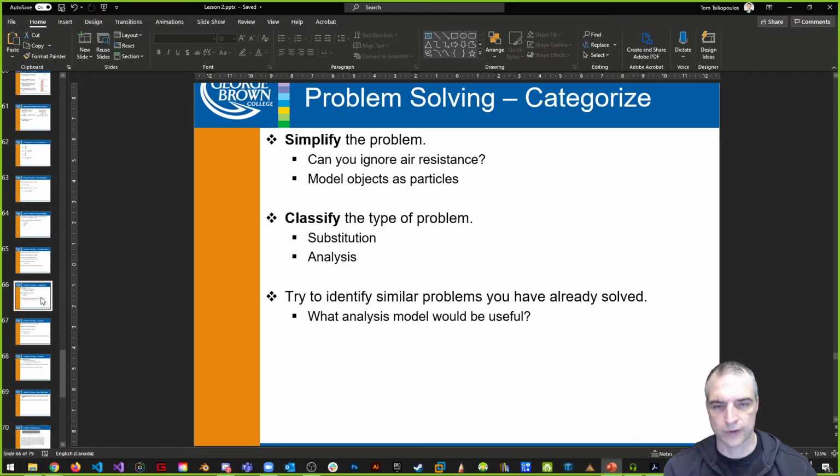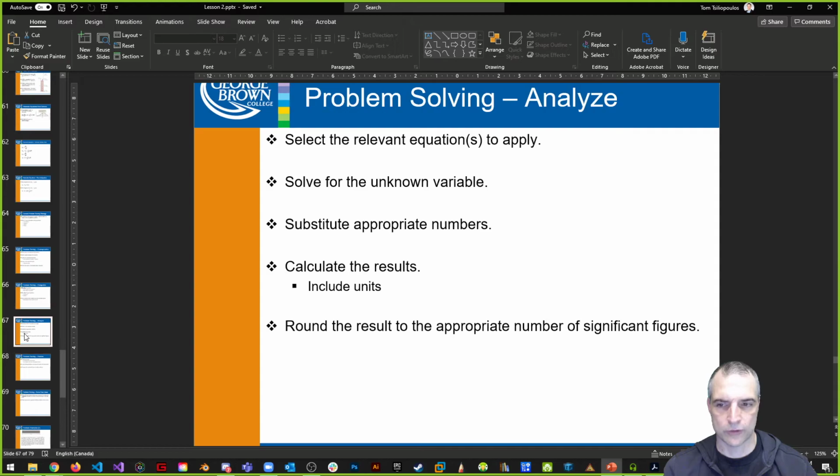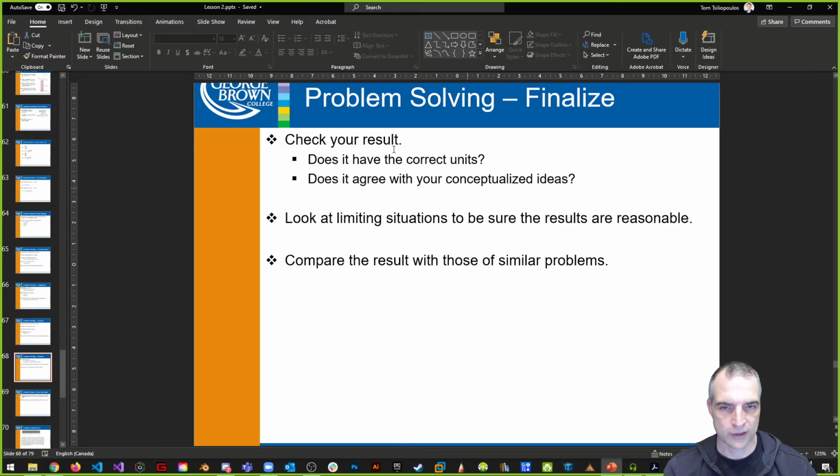And then once you conceptualize it, you start to simplify the problem by classifying what type of problem it is. Then you start analyzing the problem, add units, and apply your equations to see if you know how to figure out that problem. Then you check the result and finalize, substituting back into the original equations with the original problems to find the answers.